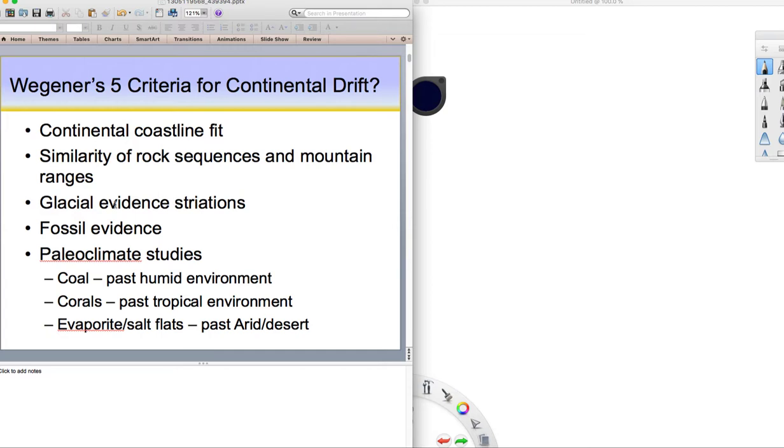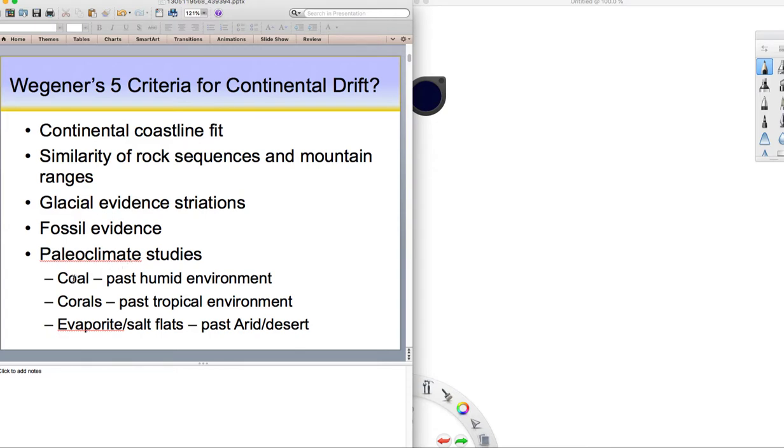So glaciers, when they travel over bedrock, they leave striations, these scratches on the bedrock. And during this time when Pangaea formed, at least that southern portion of Pangaea, the southern hemisphere continents were over the South Pole, and an extensive glacier developed. And so the only way these striations make any sense is if you reassemble these southern hemisphere continents. He had quite a bit of fossil evidence, and he also looked at paleoclimate studies.